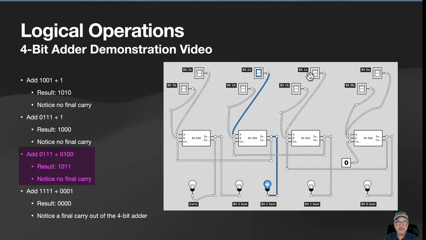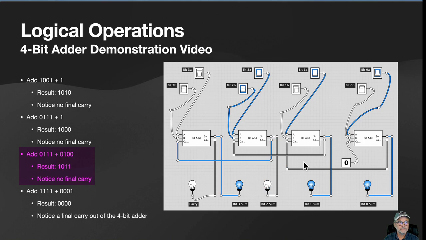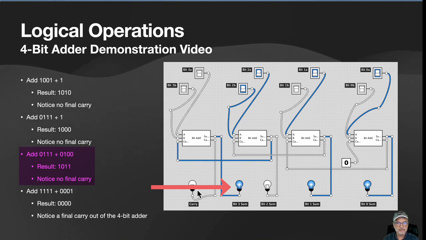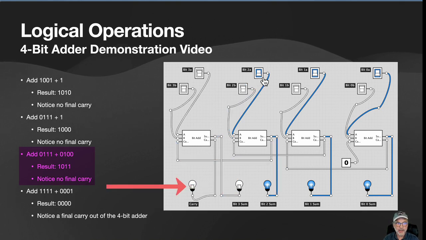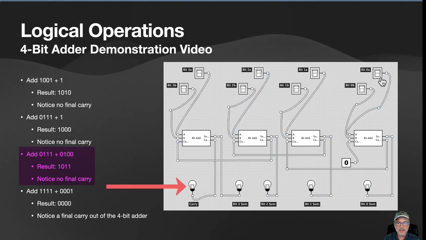Now we're going to take 0111 and we're going to add 0100. And you can see that the sum is 1011. Make sure I get that right here. There we go. So 0111 plus 0100 is 1011. And notice that there's no final carry out. So let's clear everything out again.